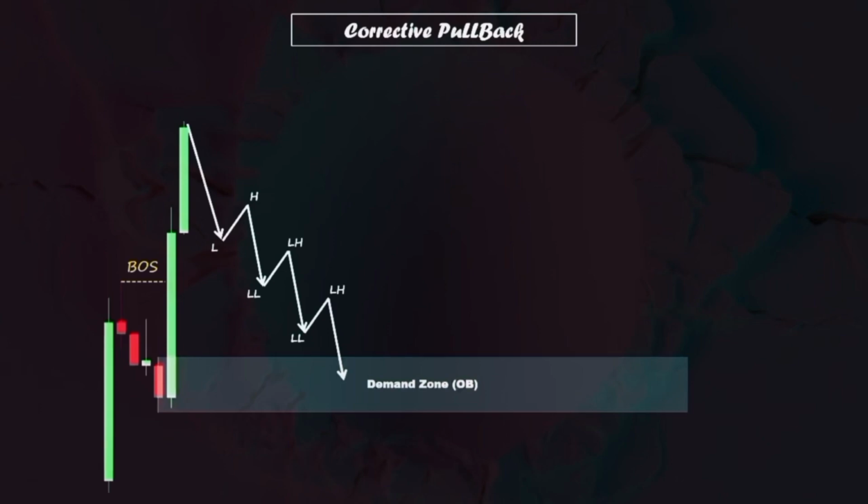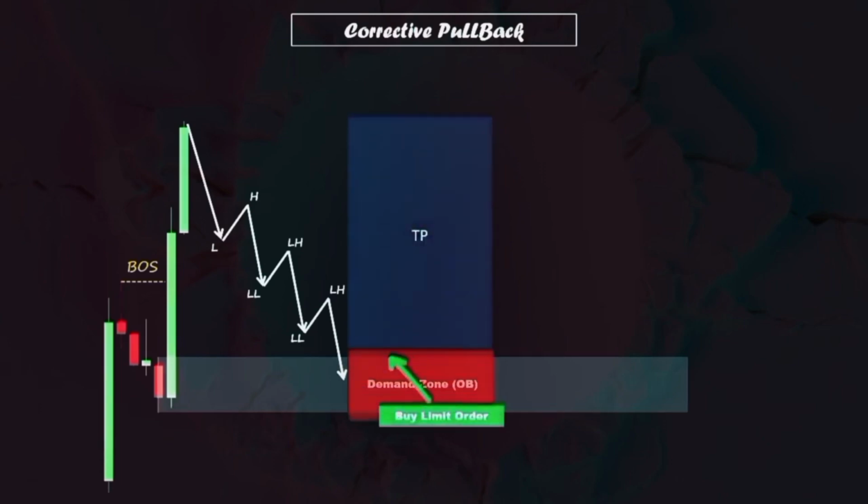For doing that, we can use smart money concepts, various entry models like aggressive or conservative entry model. For example, in this case, we can place a buy limit order at the highest point of our identified order block and wait for the price to activate it.